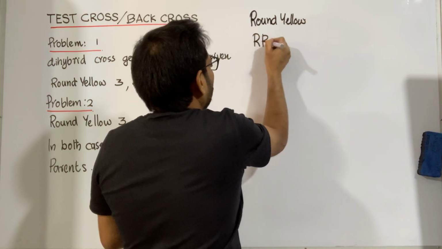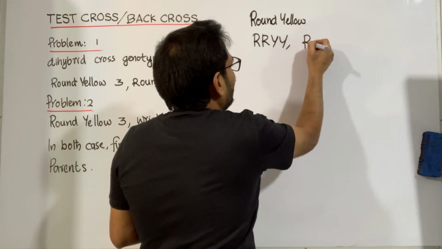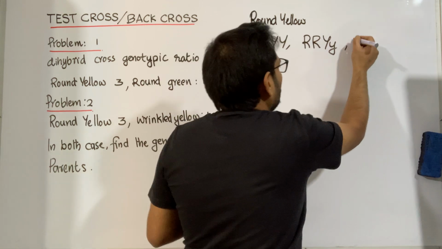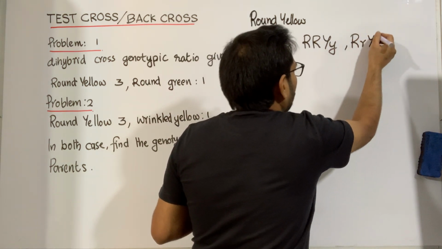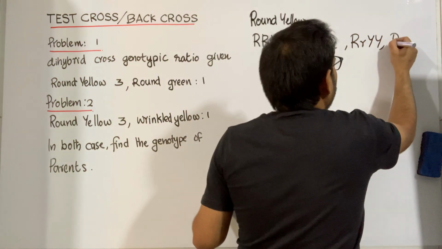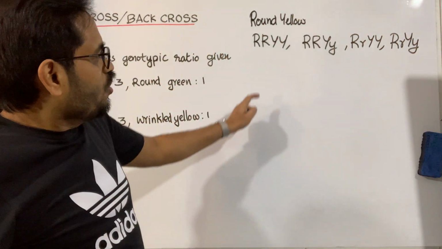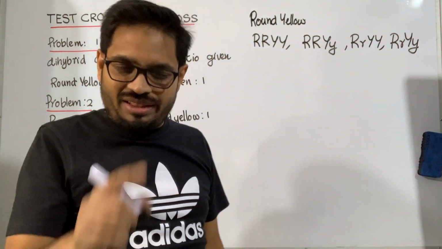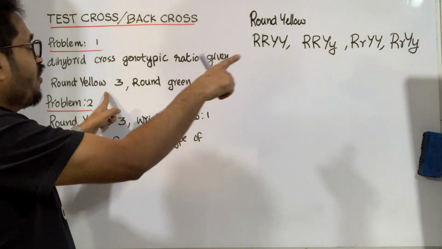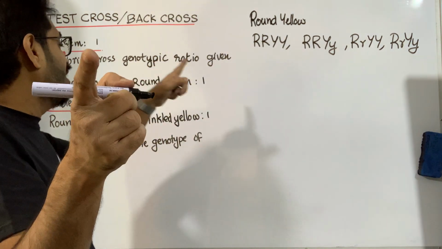Capital R, capital Y, capital Y, of course round yellow. Capital R, capital Y, small y, of course round yellow. And we can even have capital R, capital Y, small y. So which one is the parent? That is our question. And now there is another one. These 4 kinds of offspring can become, not a parent, but the offspring.